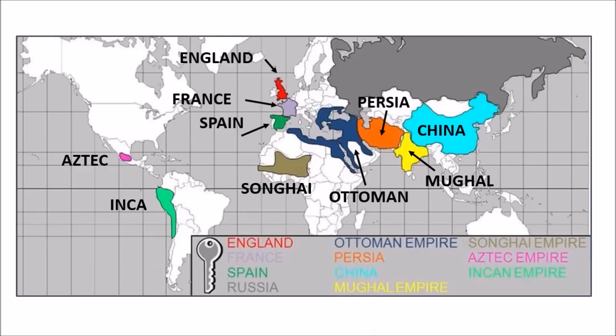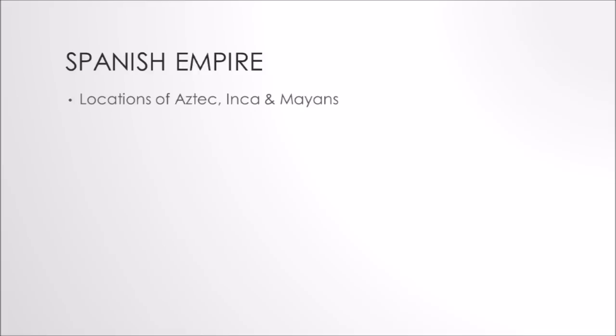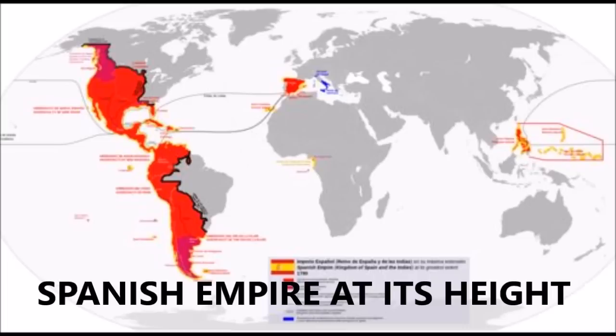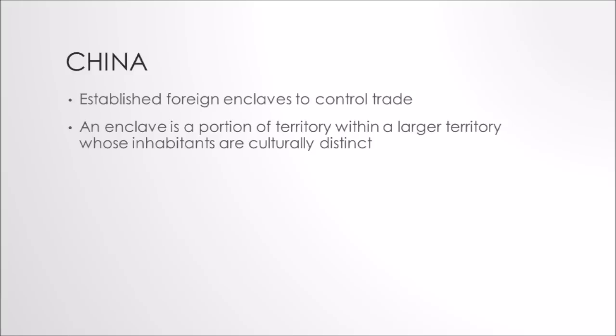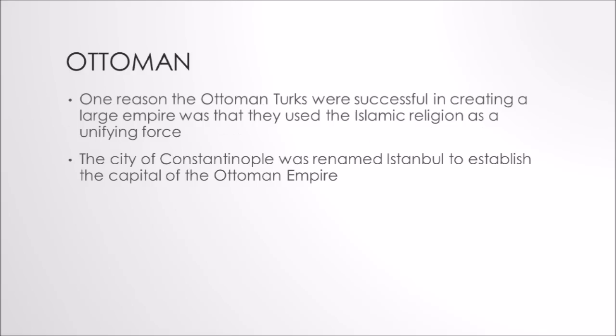Mughal, China, and Russia. The Aztecs, Incas, and Mayans were part of the Spanish Empire. This was the empire at its height. The Chinese established foreign enclaves to control trade. An enclave is a portion of territory within a larger territory whose people are culturally distinct.